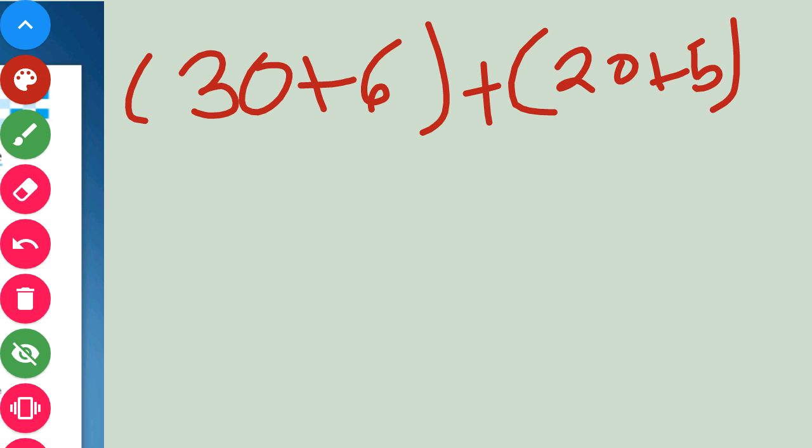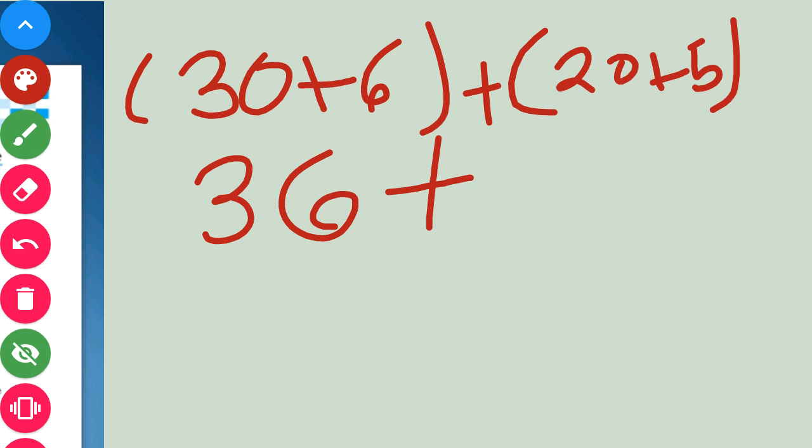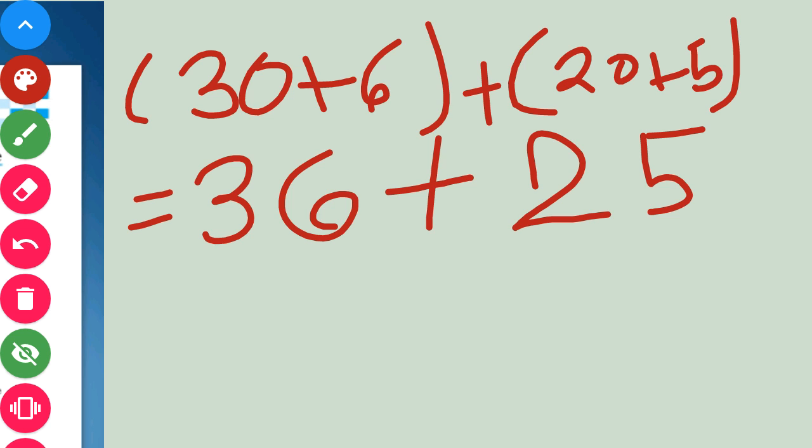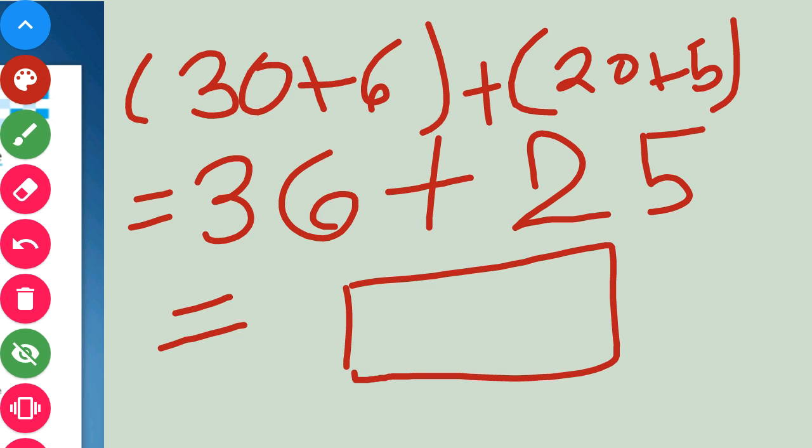So 30 plus 6 will give us, how much will we get if we add 30 and 6? We will get 36. Good. And how much will we get if we add 20 plus 5? Adding 20 and 5 we will get 25. Now we will add these two numbers, 36 plus 25. What will we get if we add 36 and 25?